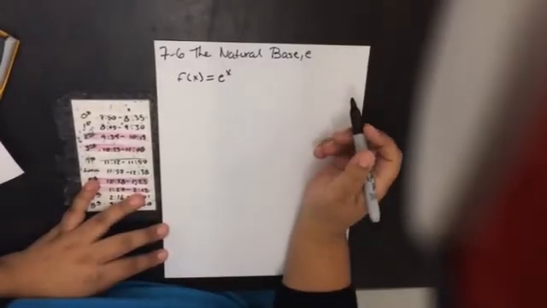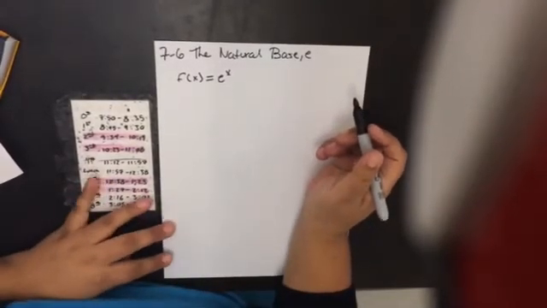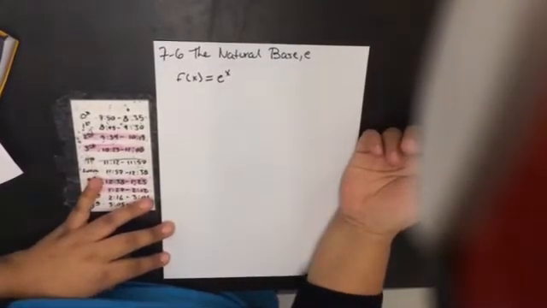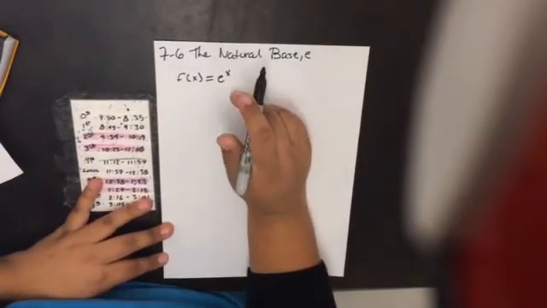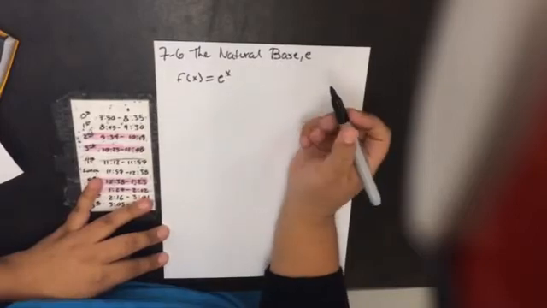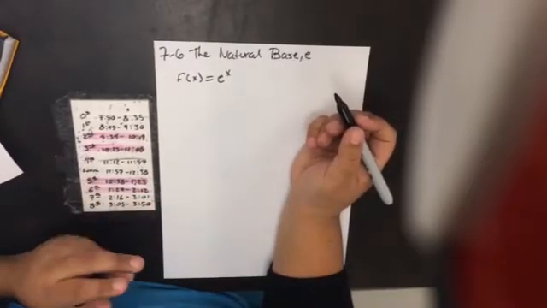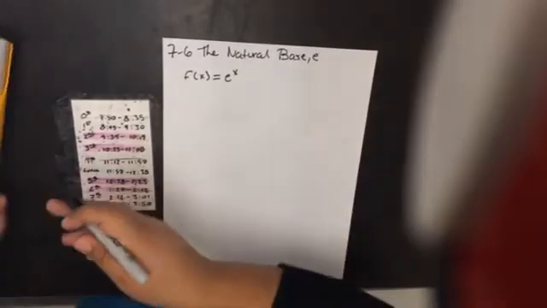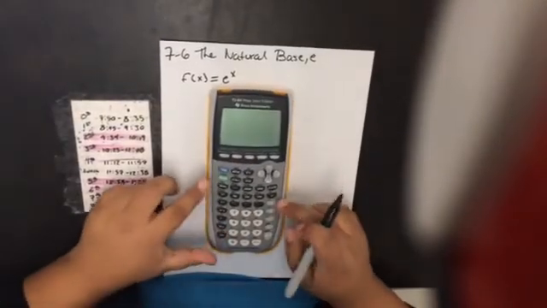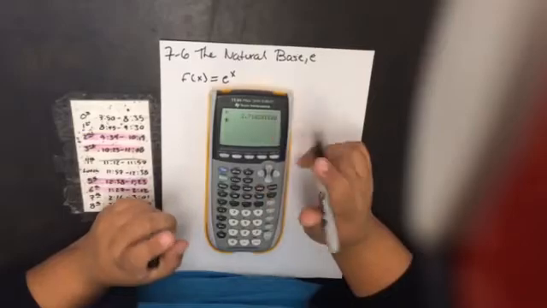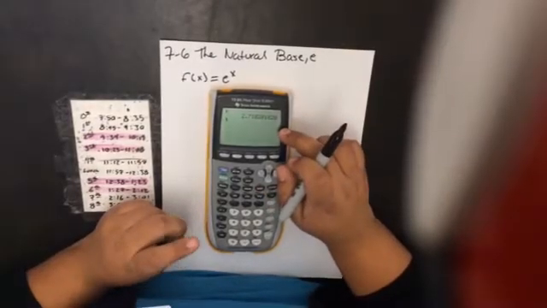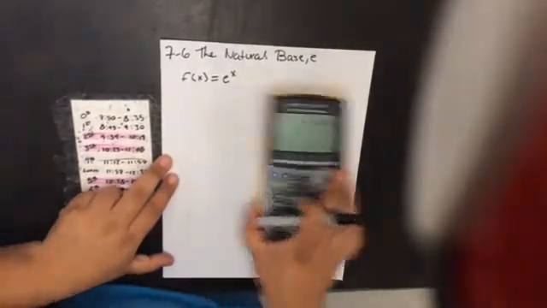f of x equals e to the x is like any other exponential function, such as f of x equals 3 to the x. The only difference is the base. Here you have a base of e. e is just a number, an irrational number, like pi. If you plug it into your calculator, you get 2.71828. It looks like it's repeating, but it's actually not. So let's graph this function.